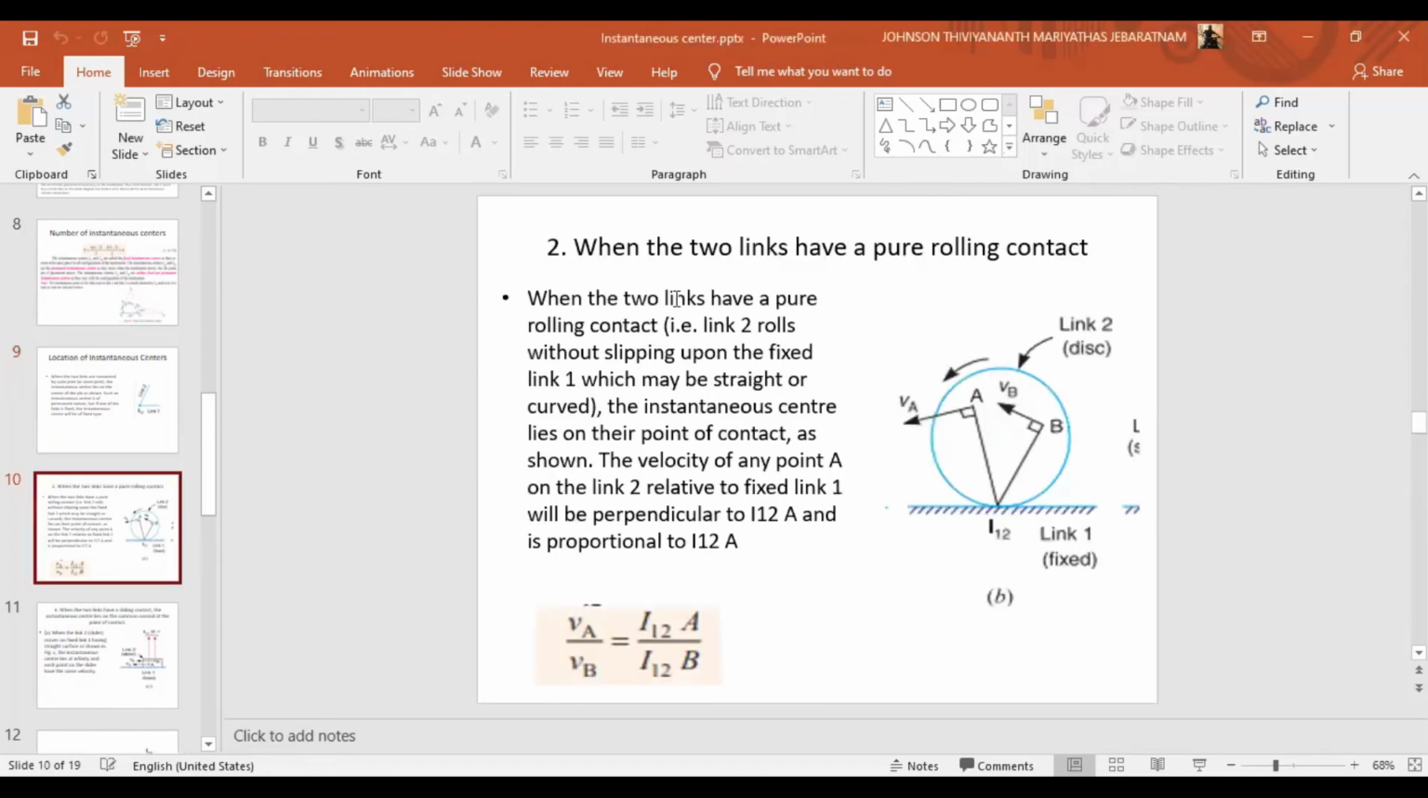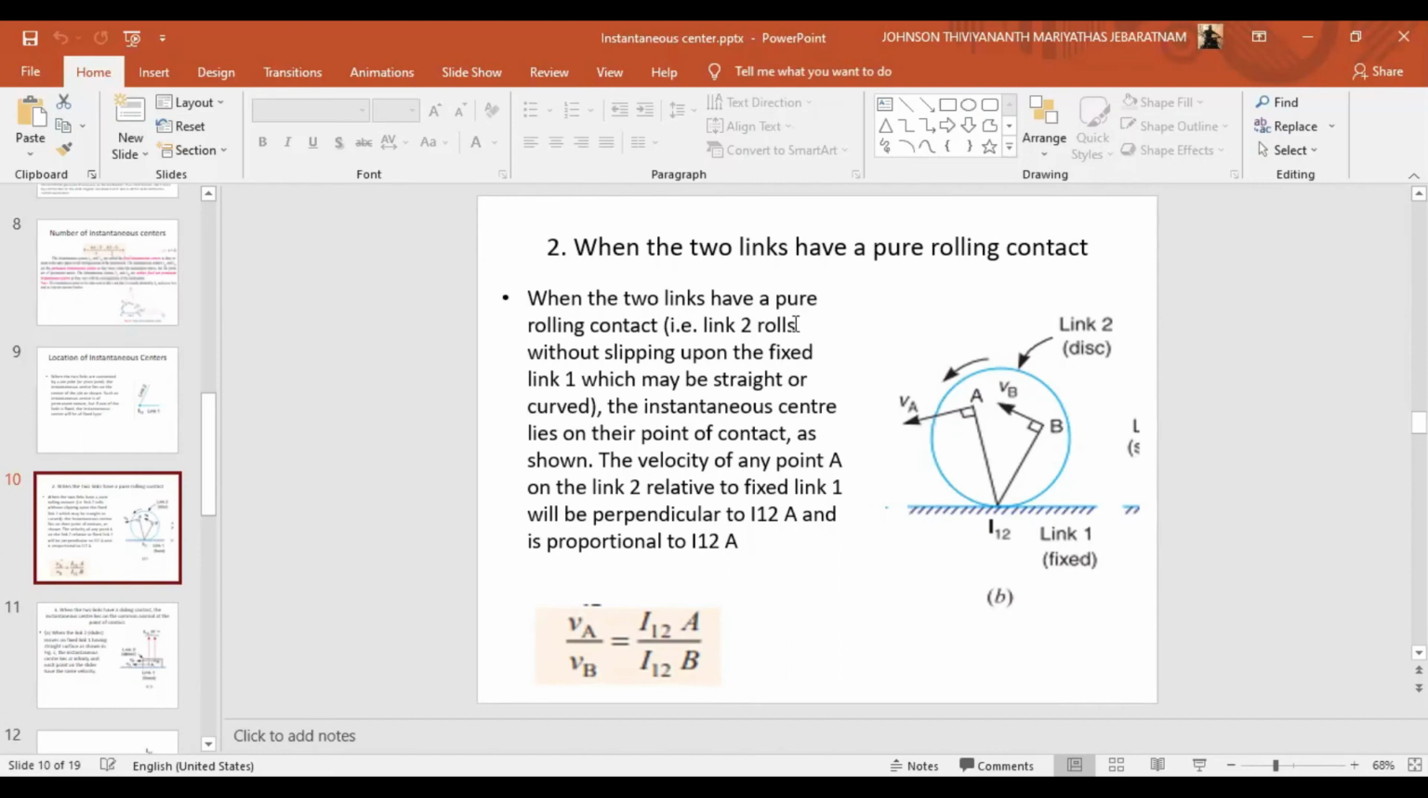Then we will go to the next type. When the two links have a pure rolling contact, this link, link 2, is rolling on link 1. So this is how it is going to roll. You know what rolling is. When the two links have a pure rolling contact, there is no slip. This should roll. It should not slip.